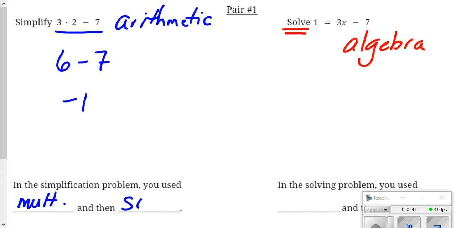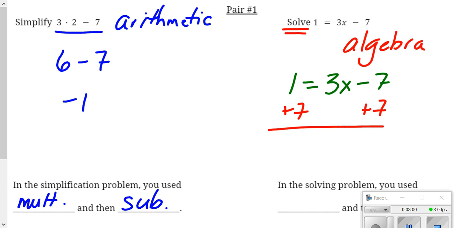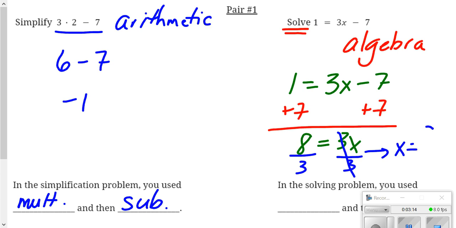On the other side, in this example, I want to get x by itself. Now, you might not even have really internalized why you do the steps that you do in an algebra problem. A lot of you, I hope everyone actually, know that the first step here would be to add 7 to both sides. So then we would get 8 equals 3x, and then we would divide both sides by 3, and that's what allows us to have x by itself. x is 8 over 3.